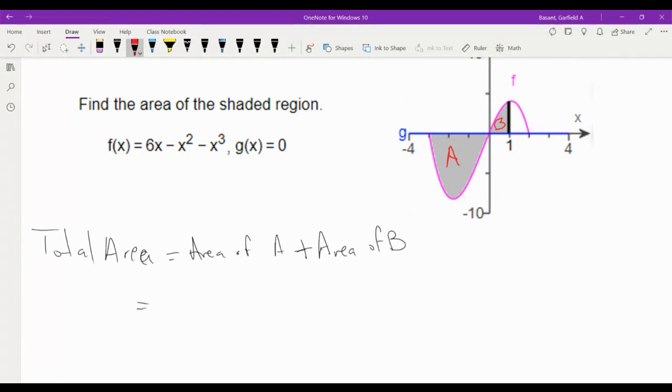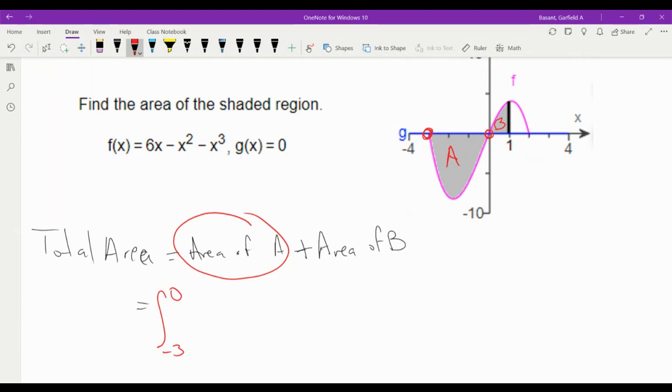Now let's find the area of A. The area of A, we're going to take the integral. What's the x value on the left? So we're looking for the x value here. What is the x value there? -3. And the x value on the right? 0. Only for A, Alfred, not all the way, right? It would be 0.